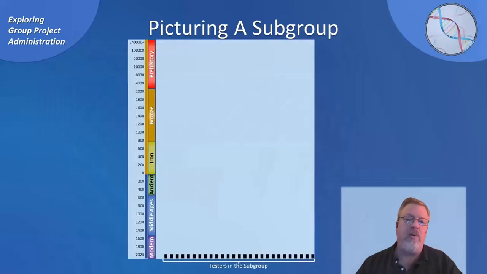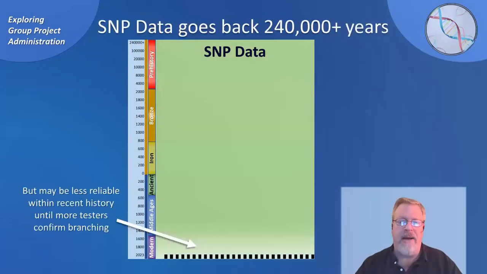That can go all the way back into prehistory, if we're talking SNPs, of course, and you cover the modern, the Middle Ages, the ancient period, Iron Age, Bronze Age, and back into prehistory. And I'm going to talk about what information is relevant where. So the easiest one to talk about is SNP data, since that goes back even to 240,000 plus years ago, back to the APR 2921 or whatever it is, SNP.